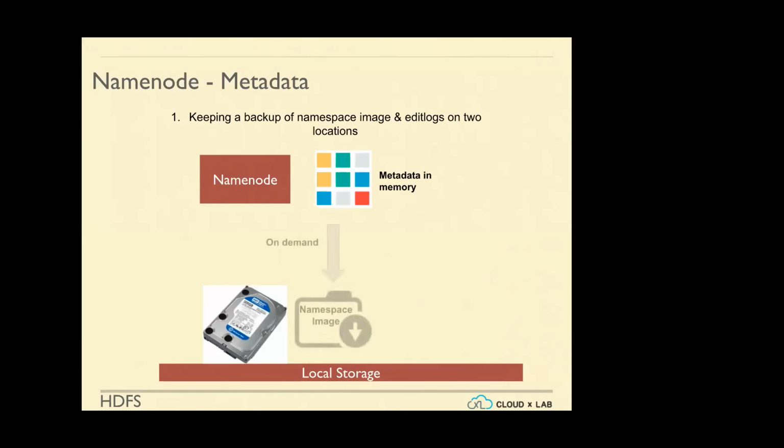Great, so let's start. The metadata is kept in the memory, and on demand we create the namespace image of the same metadata. So on the disk is the namespace image. Why is it that we do not keep the whole metadata as such on the disk as well? Because that will slow down the metadata operations.